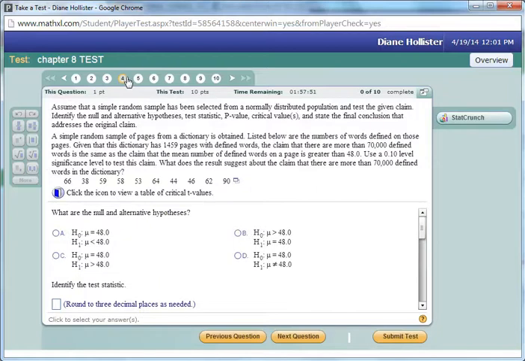This particular question, you're going to copy and paste the data directly into StatCrunch. And again, the test here is the mean number of words per page is greater than 48. So you're going to copy and paste into StatCrunch and be looking at testing the claim about the mean. Another hint, ladies and gentlemen, is when you look at questions about the null and alternative hypotheses, you can tell here that this is a problem testing the mean, because all of my hypotheses have to do with the mean.